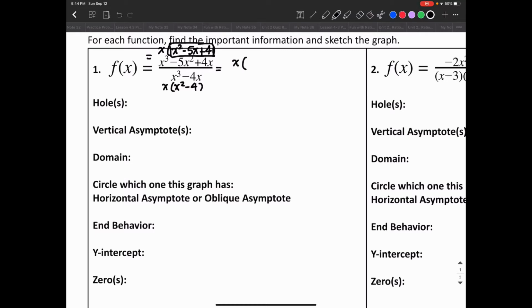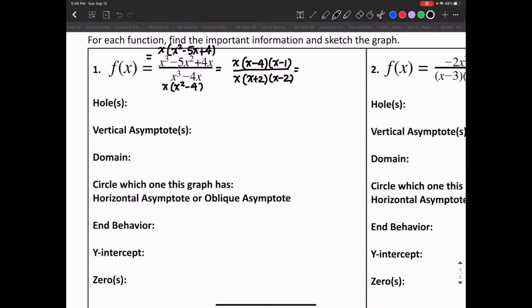I know I can factor it to be x minus 4 times x minus 1, because negative 4 times negative 1 gives me 4, and if I add them together, I get negative 5. In the denominator, I have x times x plus 2 times x minus 2. I have the difference of two squares. I can separate them into the first thing that was being squared as the first term, and the second thing that was being squared as the second term, and then one is addition and one is subtraction.